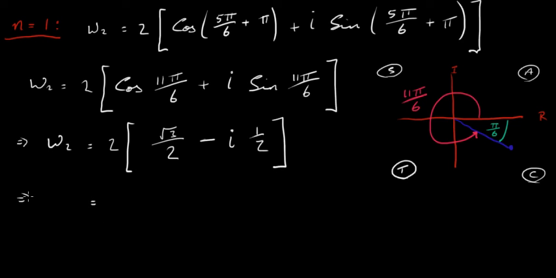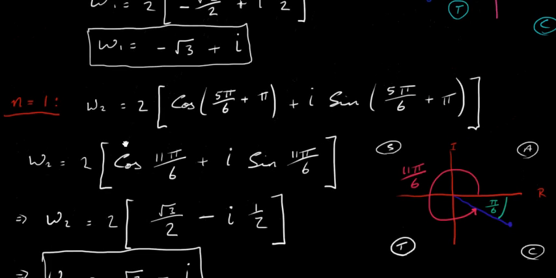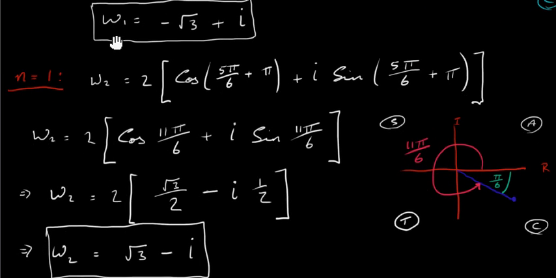Okay, so that's just about it. So our second solution here again is going to be 2 times root 3 over 2, which is just root 3, and minus 2 halves is 1, which is i. So I think that's it. This is our second solution. Our first solution, as we can see here, is w1 equals minus root 3 plus i. Our second solution is root 3 minus i. So I think that's all we were asked for.